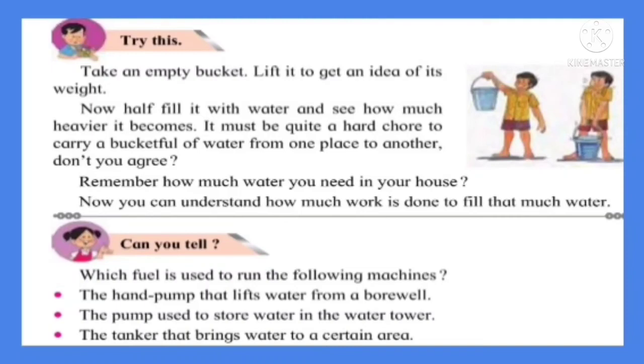Which fuel is used to run the following machines? The hand pump that lifts water from a bore well, a pump used to store water in the water tower, the tanker that brings water to a certain area. See, for all these things we need diesel, which is used in the hand pumps, and the tanker has to run, no? So when the vehicle has to be used, it has to have some fuel. So the fuel is diesel, and the machines need electricity. When the pump has to run, we need electricity to run the pump.